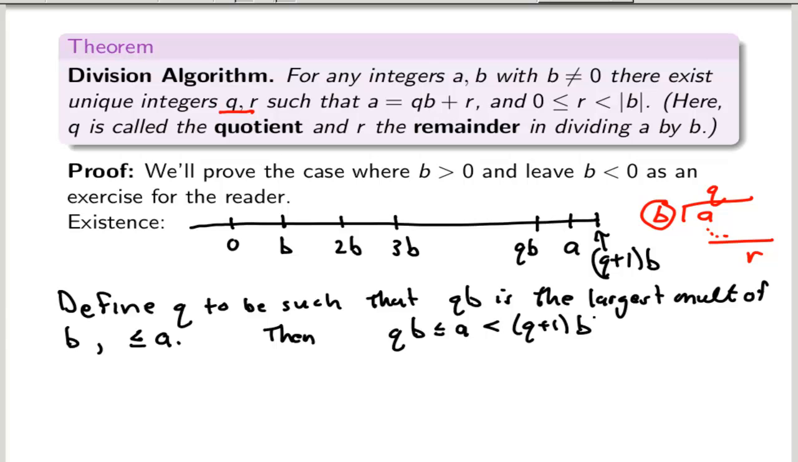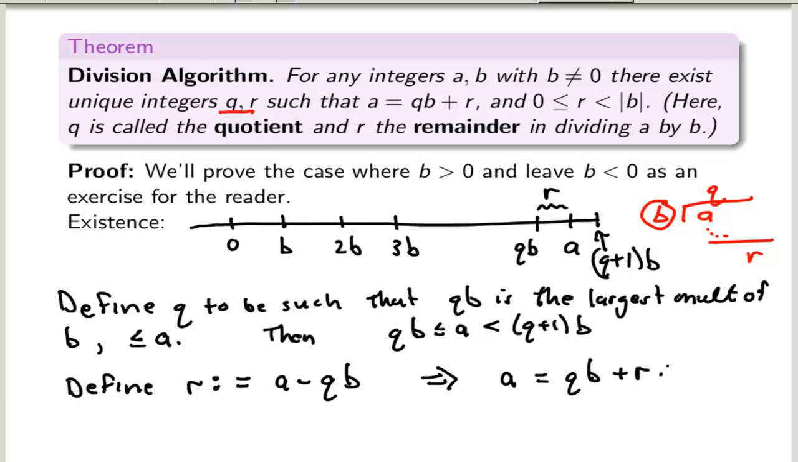So how do I want to define the remainder R? Well, the remainder R is just this little difference right here. So we'll define R to equal A minus QB. Well, isn't that convenient? Because that would immediately imply that A equals QB plus R. Okay, so that gives us the first part.